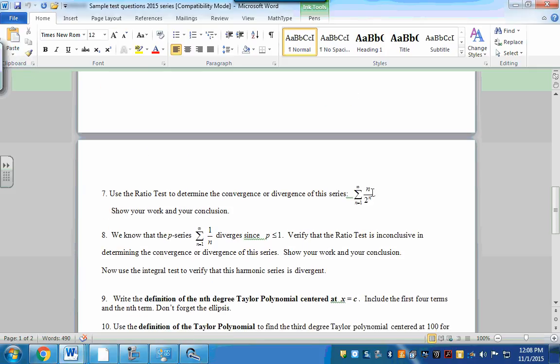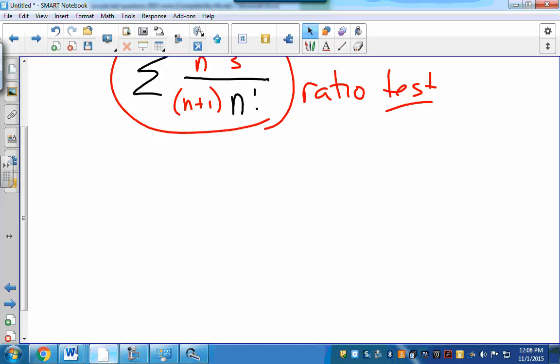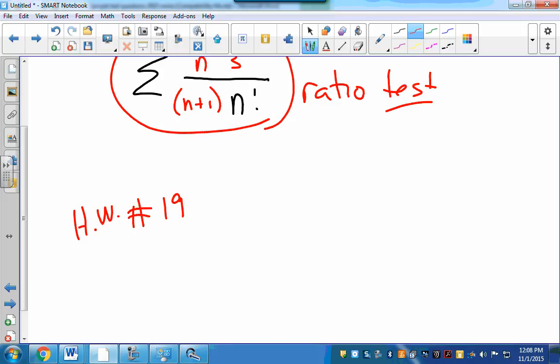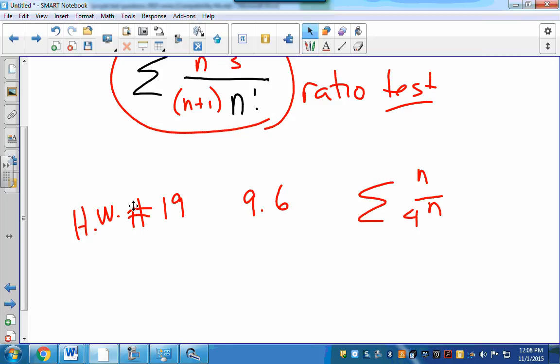Number 7 says use the ratio test, where you have n over 2 to the n. I think that was very similar in flavor to homework problem 19 in section 9.6. I think that was n over 4 to the n. And again, just use the ratio test to analyze that. Okay, back to the sample test questions.